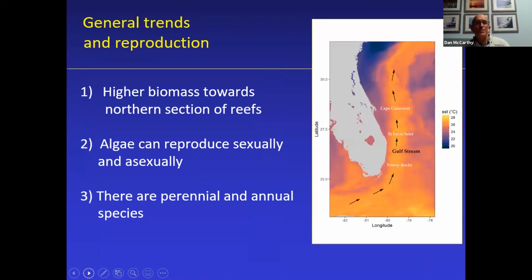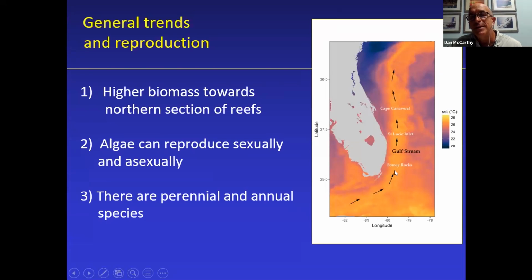Okay. So a little bit on some general trends in terms of distribution and abundance, and a little bit about reproduction. I'd like to preface this by reminding you that when you look at the range that we're talking about, from just south of St. Augustine down to the Miami-Dade area, the environment changes a lot. Down in the south area, it's more semi-tropical. In the north area, somewhat more temperate.